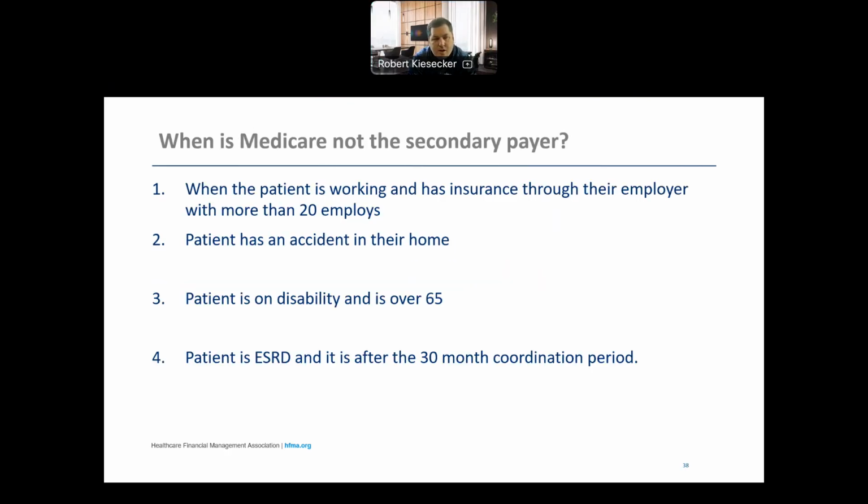When is Medicare not the secondary payer? Is it number 1, when the patient is working and has insurance through the employer with more than 20 employees? Is it number 2, the patient has had an accident in their home? Is it number 3, the patient is on disability and over 65? Or is it number 4, the patient has end stage renal disease, ESRD, and is after the 30-month coordination period?